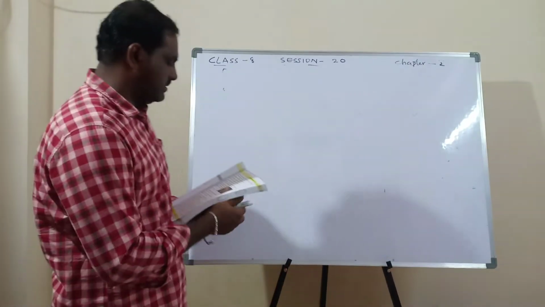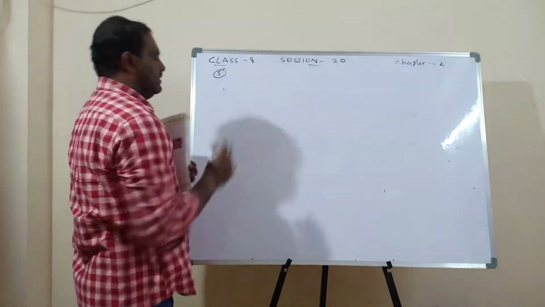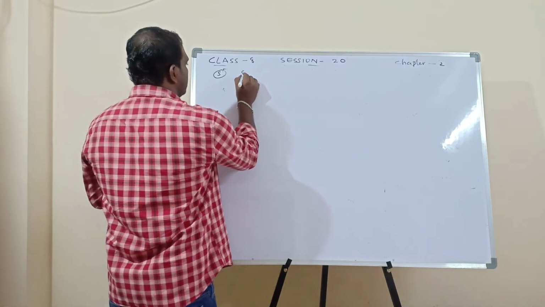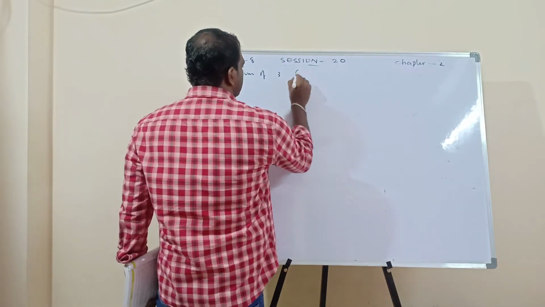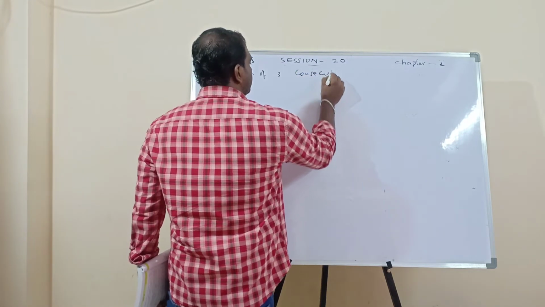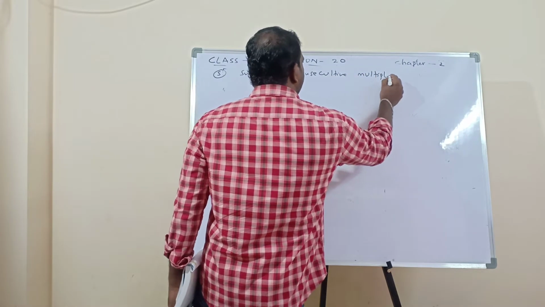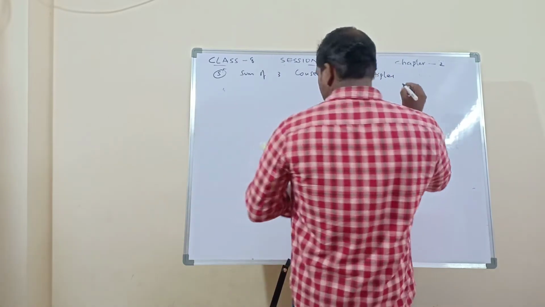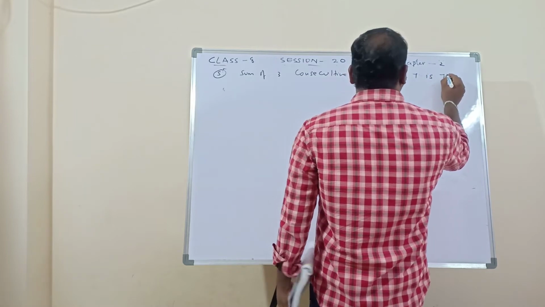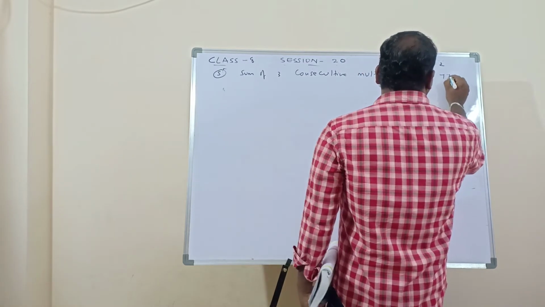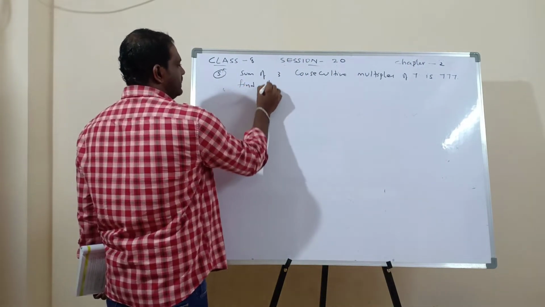Next question. Good question, this one. Sum of 3 consecutive multiples of 7 is 777. Find these multiples.